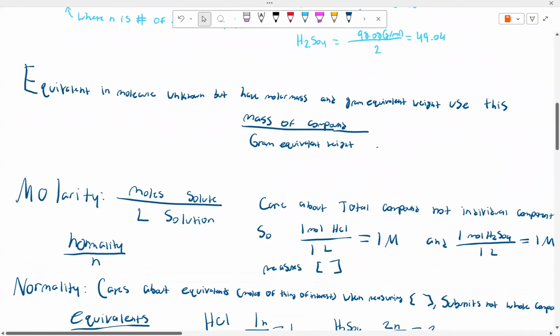For an equivalent in a molecule, when it's unknown but you have the molar mass and gram equivalent weight, you can use this equation: the mass of the compound over the gram equivalent weight.